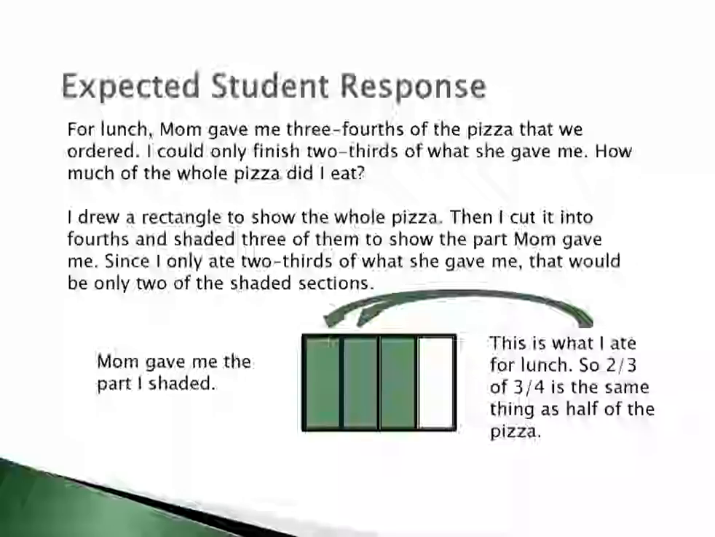The student explains his reasoning this way. I drew a rectangle to show the whole pizza. Then I cut it into fourths, and I shaded 3 of them to show the part that Mom gave me. Since I only ate 2/3 of what she gave me, that would be only 2 of the shaded sections. Notice how the student used arrows to show the part of the pizza that he ate.